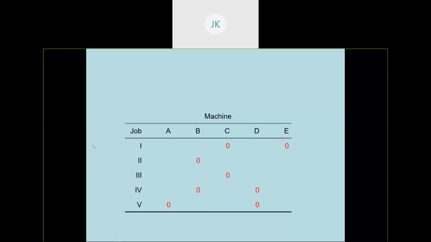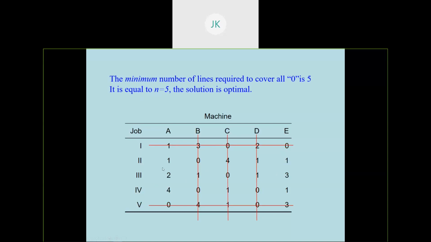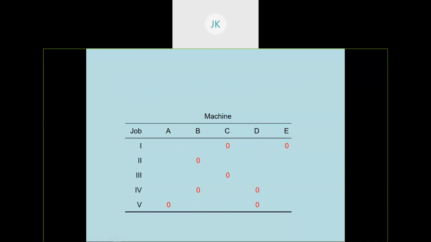Okay, zeros from this table, zero here, zero here, here, here, and so on. Then I will show you how to assign each. Okay. Job 1 has 0 on C and E, so 1 and E, and 2 has only on B.